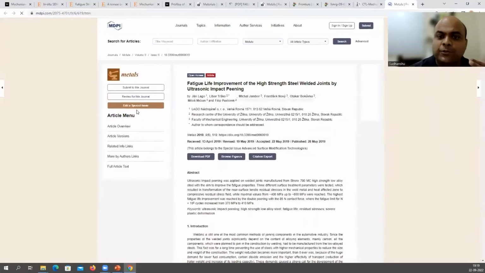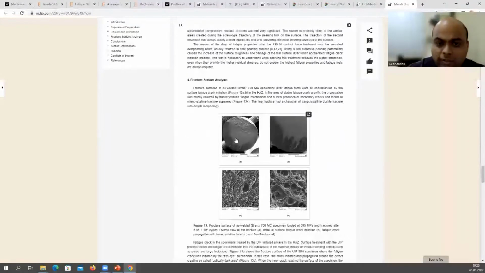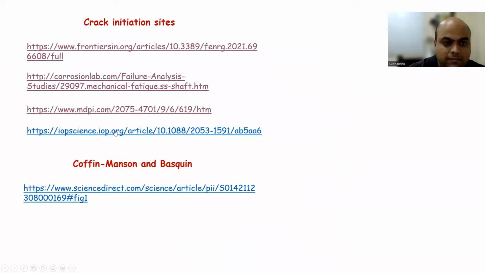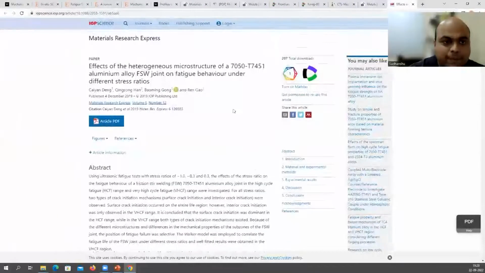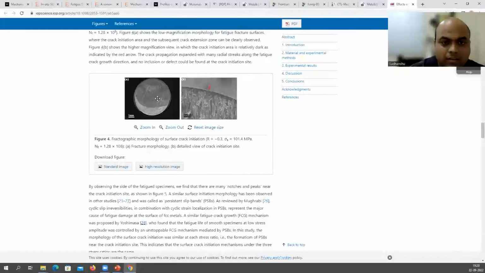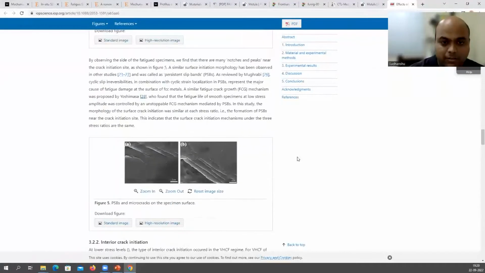Another paper. I'm showing you lots of images so that you can understand the concepts. If you see this particular image, this is your smooth zone, right? This is your fatigue zone and this is your fast fracture here. Now another one. This is the paper by Deng, published in 2019. If you see here, this is where the crack initiated and this is your fatigue crack propagation region, and the white one here is your fast fracture region.